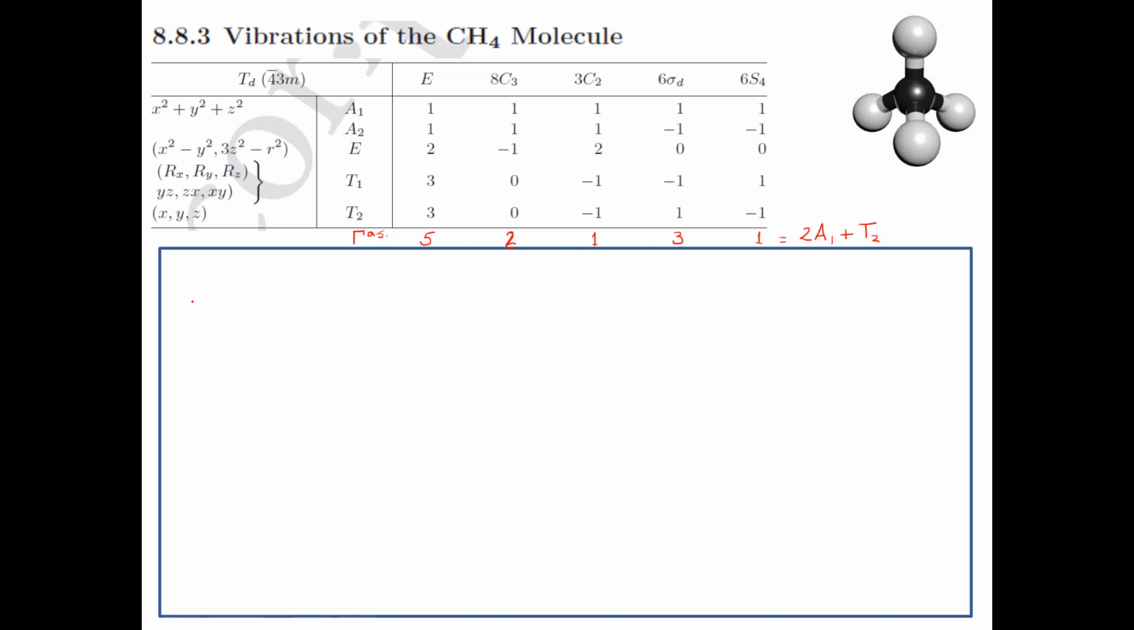So, okay, let's calculate the vibration representation as usual. So then this is 2A1 plus T2, direct product with translation. So let's see, this is XYZ, they're all in the same three-dimensional representation T2. So this is T2 here, minus T2 for translations, minus the three rotations are in T1, minus T1. This cancels with this 2 here. So this is then T2.